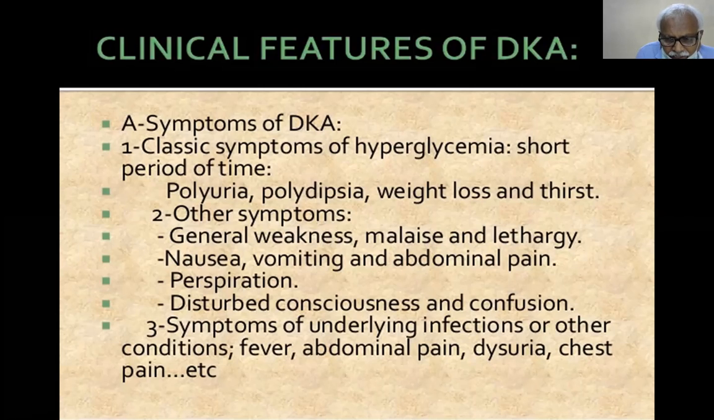So symptoms of underlying infections like pneumonia and cellulitis and upper respiratory tract infection, any infection, will be there. Pyogenic infections on the skin, diabetic ulcers will be there. These are the problematic things. Cellulitis is most common. So infections, in other conditions: fever, abdominal pain, dysuria, painful menstruation, chest pain, all will be there.